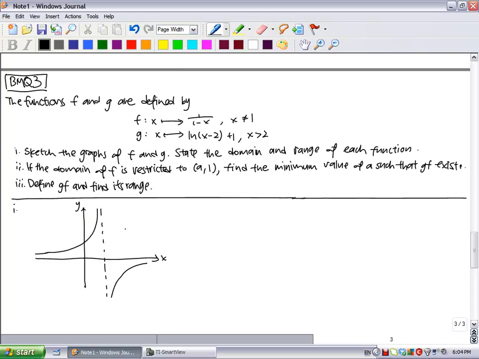If you notice, the asymptotes are actually x equals 1 and y equals 0. The y-intercept is actually at 1. So this is for f(x), and the other one, g(x), will be with an asymptote of x equals 2. And it will look something like this.